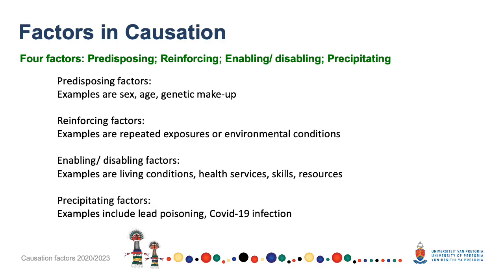Enabling or disabling factors might be living conditions, services, skills, resources, that sort of thing. And precipitating factors, well, again, you might have lead poisoning or an infection with an infectious disease, then that would be something that precipitates the onset of the disease.